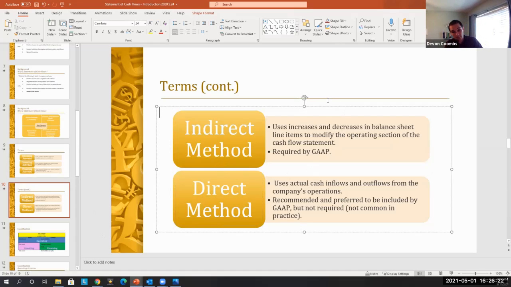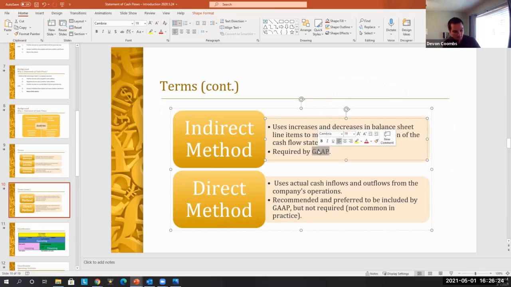This is required, right? You have to make an indirect method statement of cash flows, or else you don't have GAAP financial statements. You need this reconciliation. The direct method is preferred, but most companies don't do it because it's too complex. The indirect method uses the conventions we've learned in this class, the accrual-based conventions, to then back into the cash-based method.